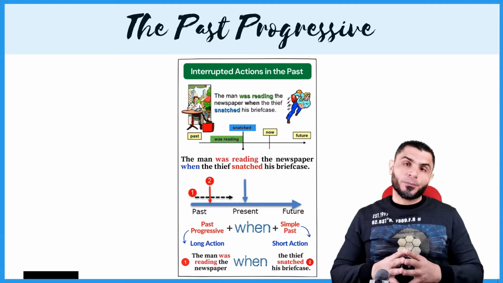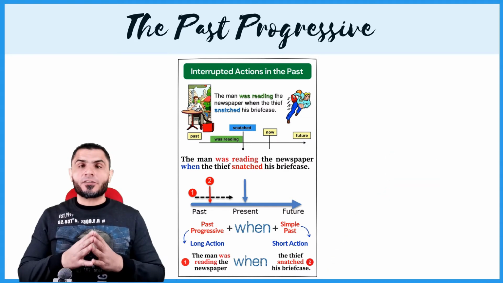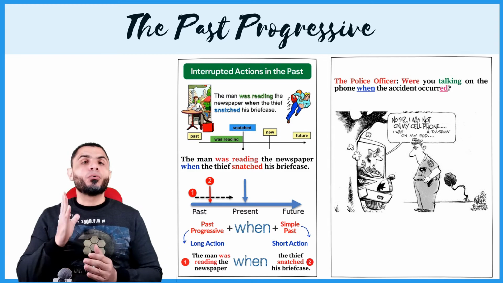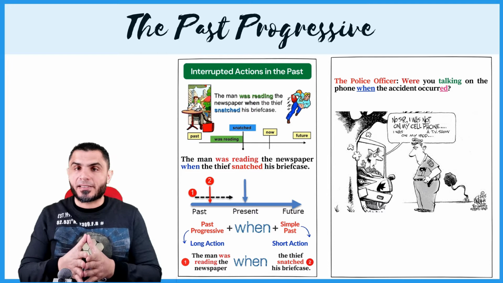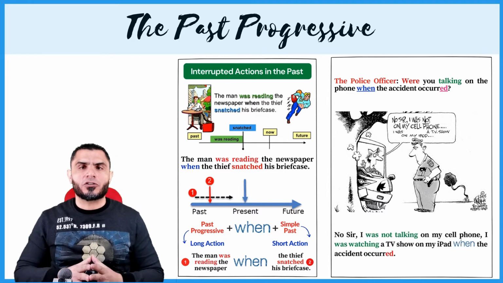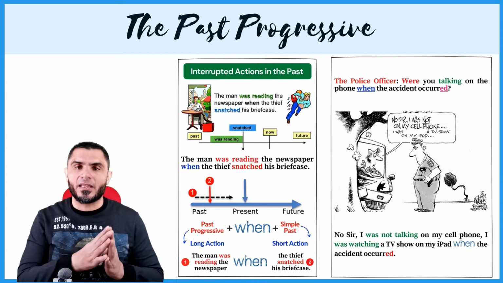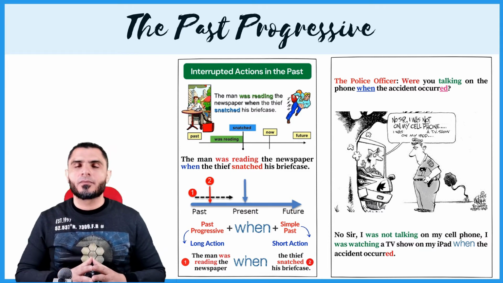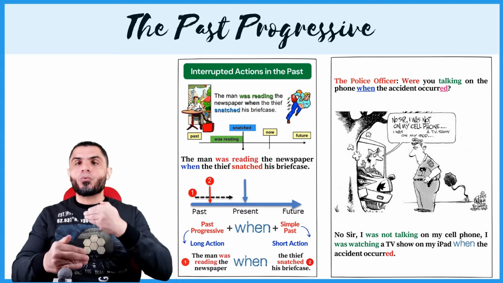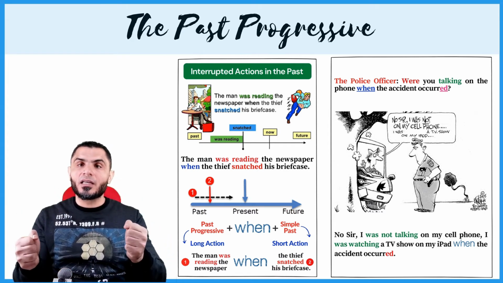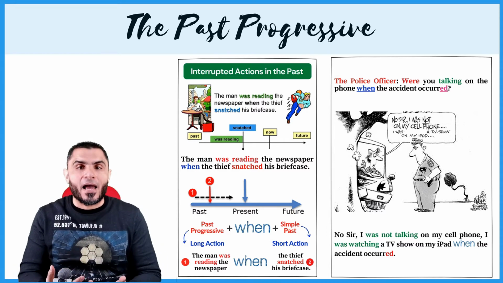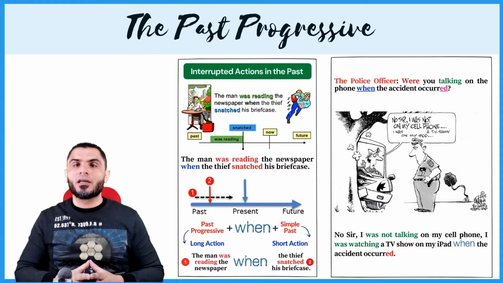Here is another example. In this picture, the police officer asked the driver, "Were you talking on the phone when the accident happened?" The driver said, "No, sir, I was not talking on the phone. I was watching a TV show on my iPad when the accident occurred." This means that he was watching a TV show while driving. However, when the accident happened and he hit the tree, he stopped watching the TV show.